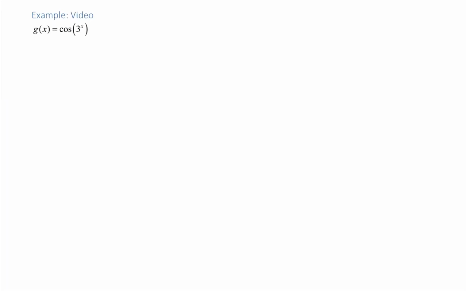In this function, we have an exponential function inside of a trig function. So we'll need the chain rule, and we'll also need the trig and exponential rules. So g prime, the outside function first, the derivative of cosine is negative sine. Copy the inside of that sine function.